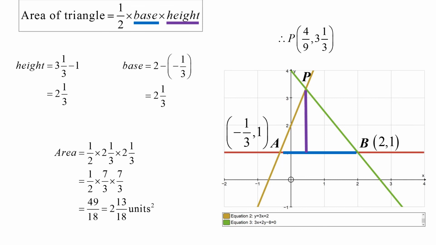If I were to use a calculator, I could punch all these numbers in. Otherwise, it might be easier to work with improper fractions like I have done. So half times 7 over 3 times 7 over 3, I will get 49 over 18, or 2 and 13 over 18 units squared. So that's all for this question.